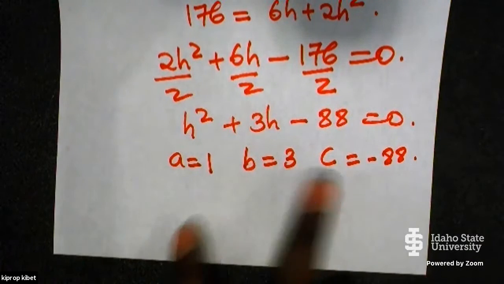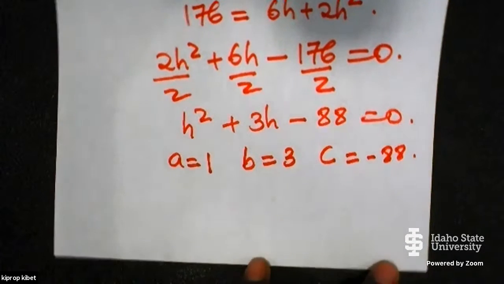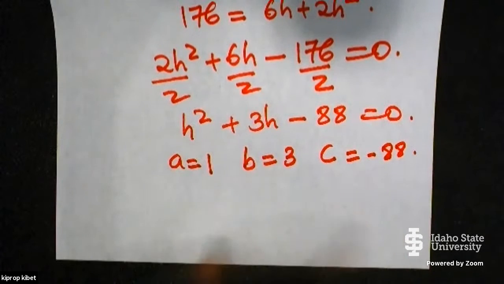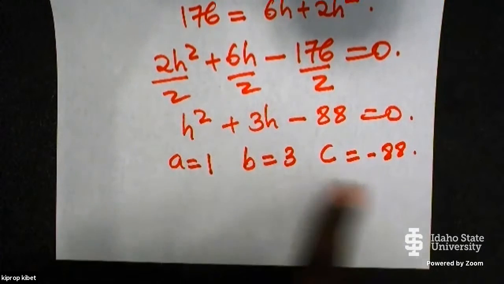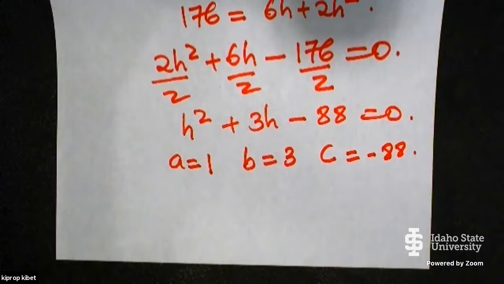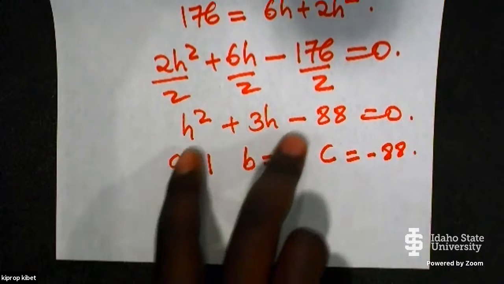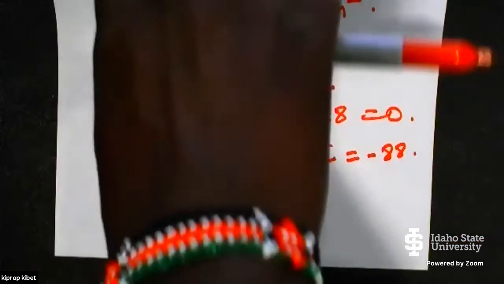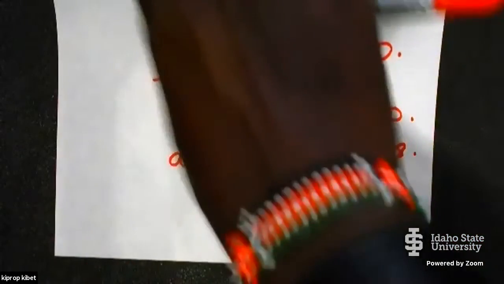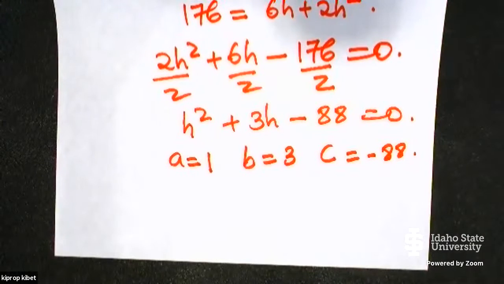And then you substitute the values there. After you substitute those values, you take the value which is positive. So you get the value of h, which is positive. And after getting the value of h, now you can substitute to get the base. Okay?